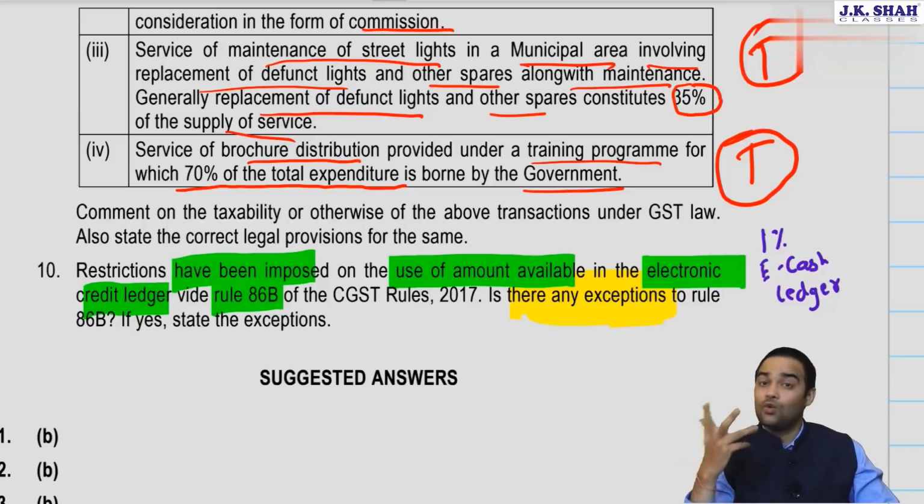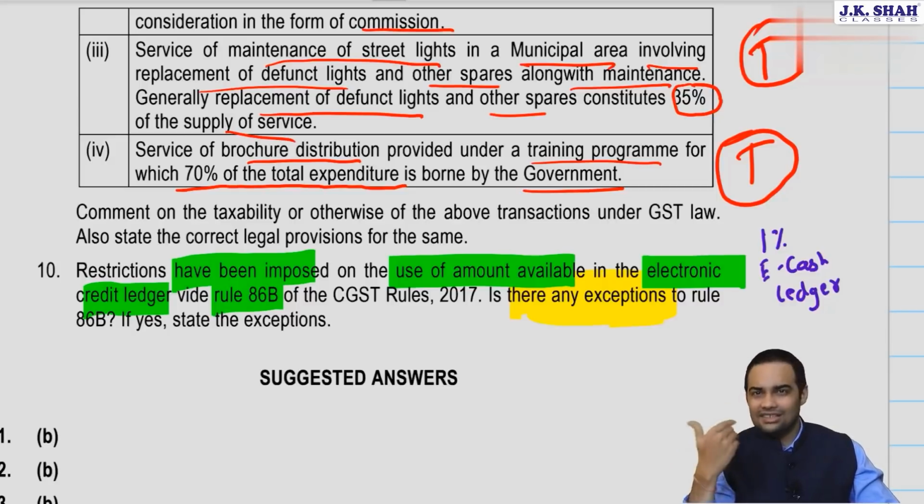Fair enough. How will government get to know? Online it is very easy for government, because they will link the PAN and get to know whether the person has paid income tax. This is one. Second one is government department, public sector undertaking, local authority. These persons are not covered under Rule 86B. Third one is a person who has applied for refund of more than 1 lakh in the preceding financial year.